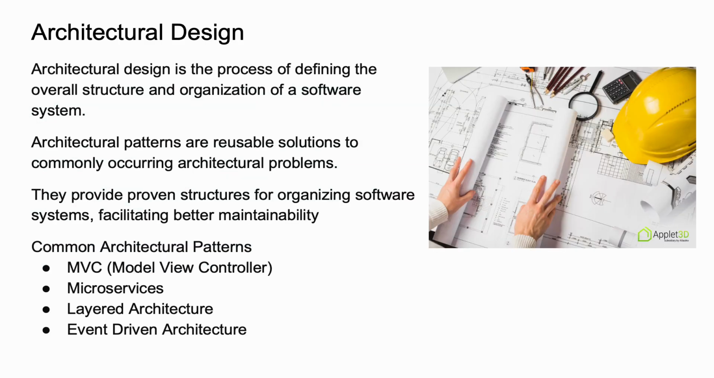Architecture is crucial in all engineering fields. In software engineering, it is the process of defining the overall structure and organization of a software system. Architectural patterns are reusable solutions to commonly occurring problems. Key considerations in architectural design include balancing trade offs between different architectural styles, anticipating future changes and growth, and ensuring alignment with business requirements and constraints. The most common architectural patterns are model view controller architecture, microservices architecture, client server architecture, event driven architecture, etc.